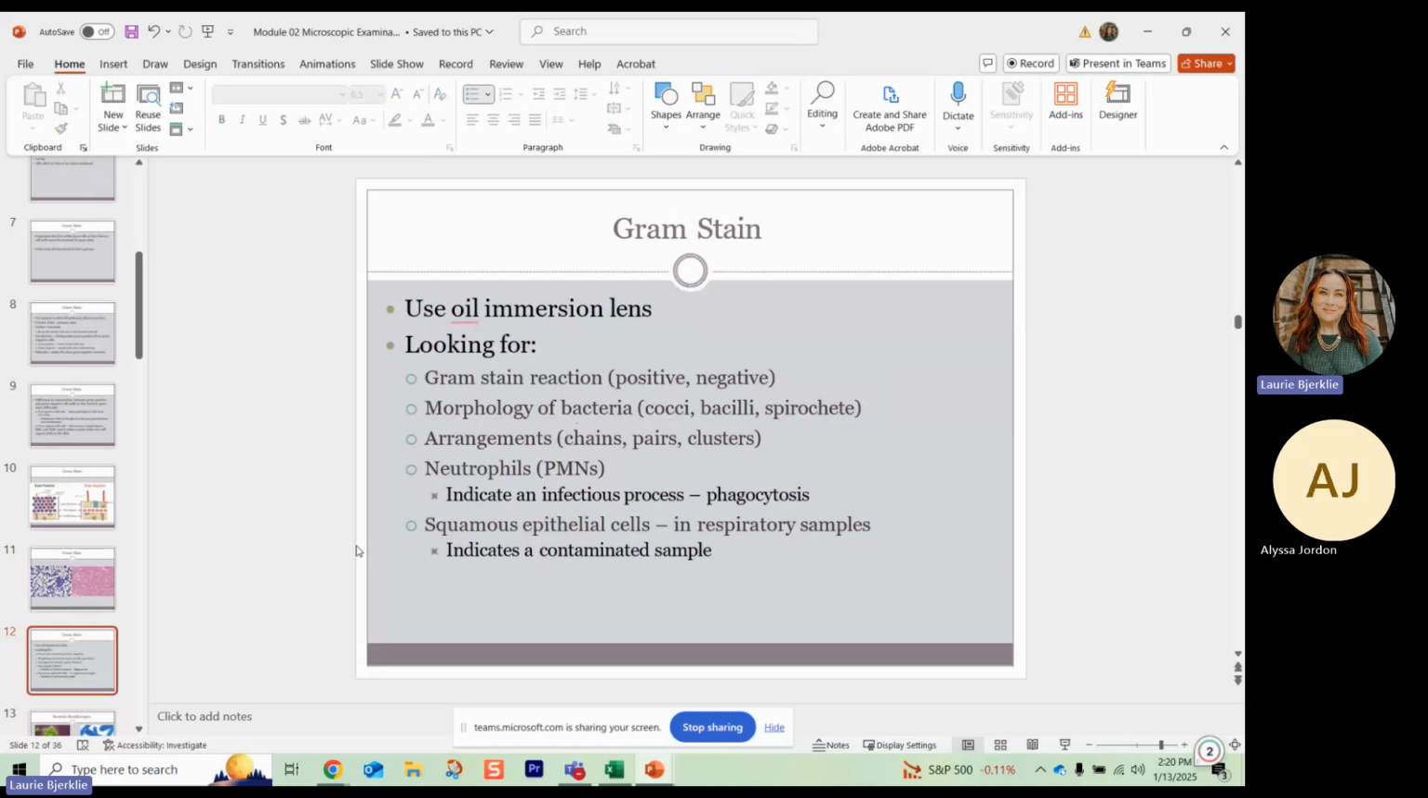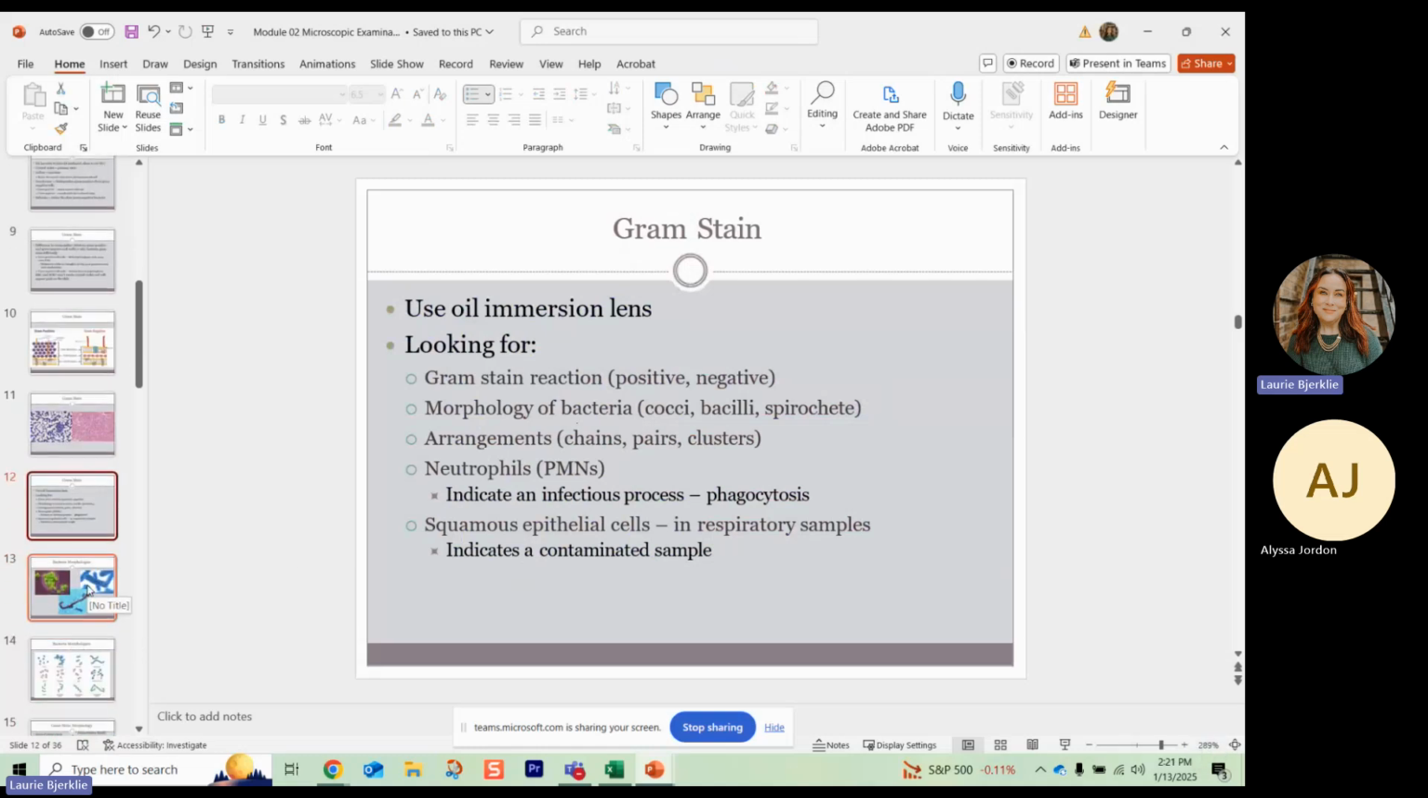And again, we will revisit this in micro 2. That's one thing why we look for epithelial cells. Epithelial cells tell us that's a contaminated sample and that's just spit. It's not your true actual sample that you want. So that's an indicator why we might look for that.